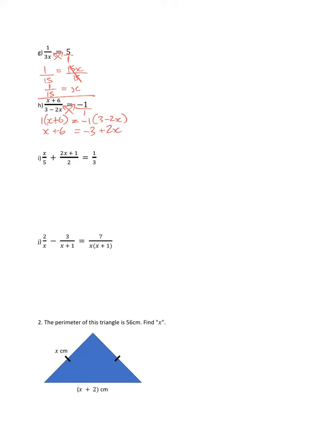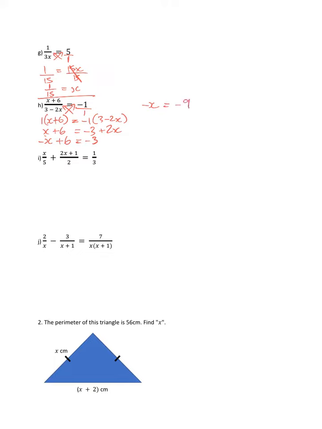Need to collect like terms. I'm going to put all my x's on the left-hand side. So I need to get rid of the positive 2x on the right. The opposite of adding 2x is taking 2x. So on the left, x take 2x is going to be negative 1x, plus 6 is equal to negative 3. Continue the working up on the right. I need to get rid of the positive 6 on the left-hand side. So the opposite of adding 6 is taking 6. Take 6 from both sides. Negative 3 take 6 is going to be negative 9.